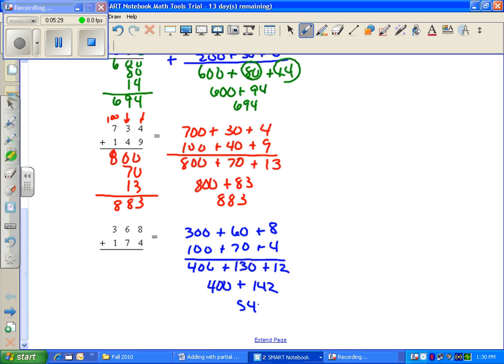It's 542. Sometimes writing it horizontally across is a little bit more difficult than writing it vertically. 300 plus 100 is 400. 60 plus 70 is 130. 8 plus 4 is 12. From left to right, 542.